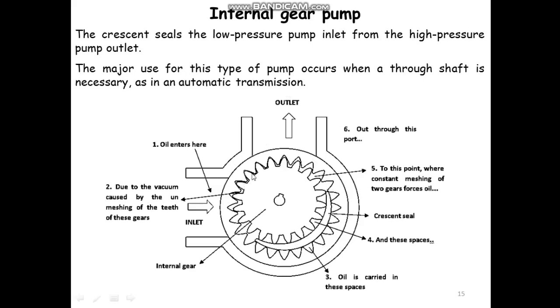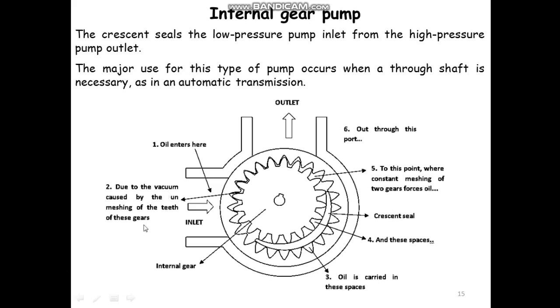And if you see the space between the internally and externally cut gears, it is very less. So there is no chance that the liquid which is being delivered to the outlet will leak back from this portion to the inlet. As I already said, oil will be carried through these spaces or packets, and from this it will be delivered, and at this particular point it will be constant. This shows that constant meshing of gear will deliver the discharge to the outlet.